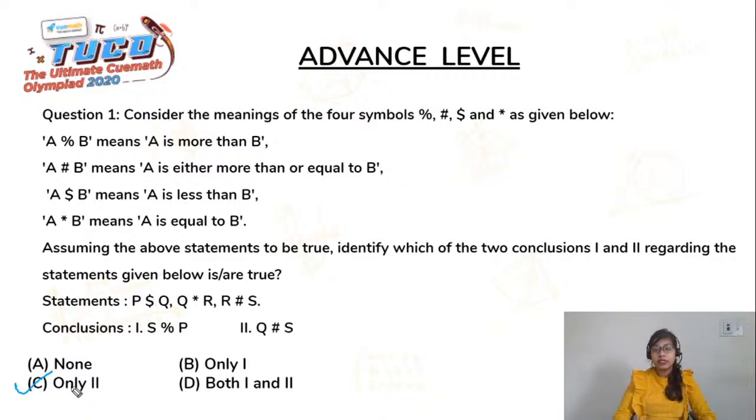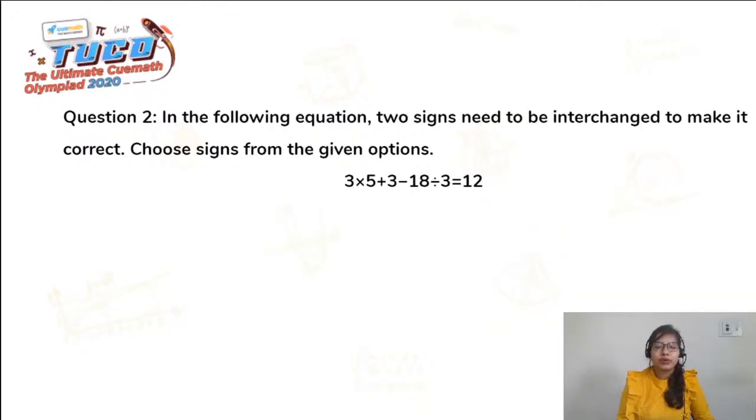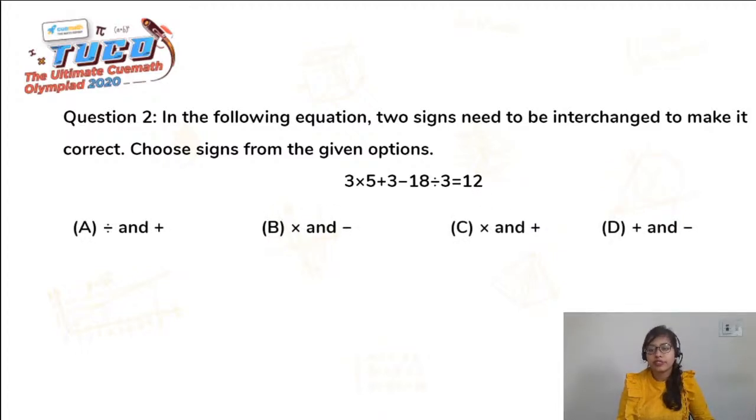I hope that was clear enough to all of you. Here goes our second question. In the following equation, two signs need to be interchanged to make it correct. Choose the signs from the given options, okay? So we are going to interchange the signs according to the given option and see if it's still giving us the correct result or not.